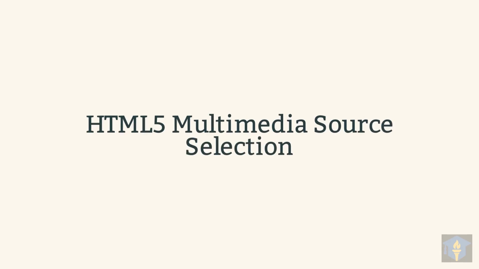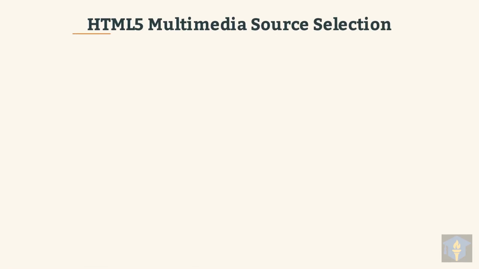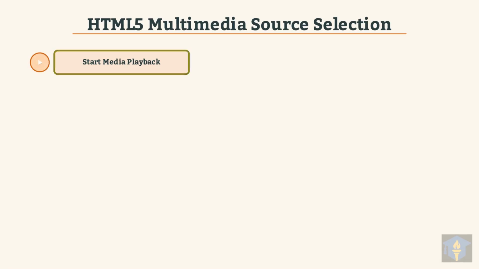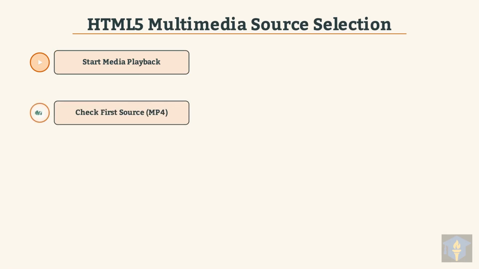Let's explore how HTML5 handles multimedia source selection, ensuring compatibility across devices. The process begins by attempting to initiate media playback using the first available source. The browser first checks if it can play the primary media source, often an MP4 file. If the MP4 source is compatible, the video or audio content will begin playing immediately.